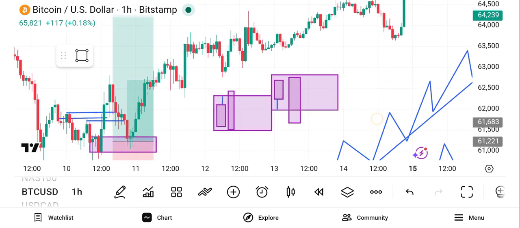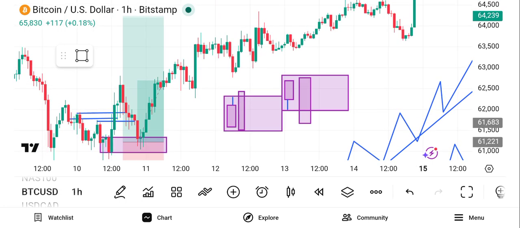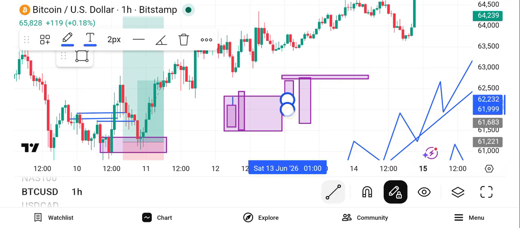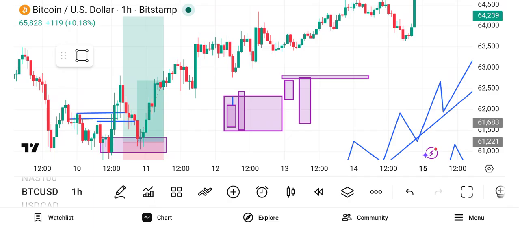But in a scenario where you have a very long wick, for example, let's say you have a very long wick here. Let me take this.